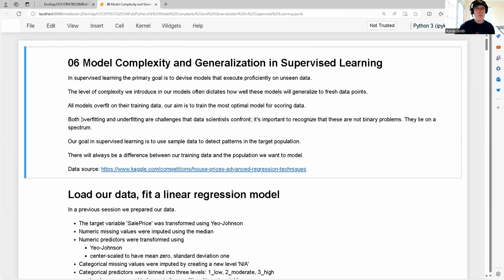Right now, we have something called overfitting and underfitting, and we need to balance this. This is not a binary problem. This is kind of like a gray scale. It's along a spectrum. And we want to use our training data, our sample data, to detect patterns in the population that we're going to be actually making predictions on. There will always be a difference between our training data and the population that we want to model. And so we always have to be mindful of this difference as we work through.